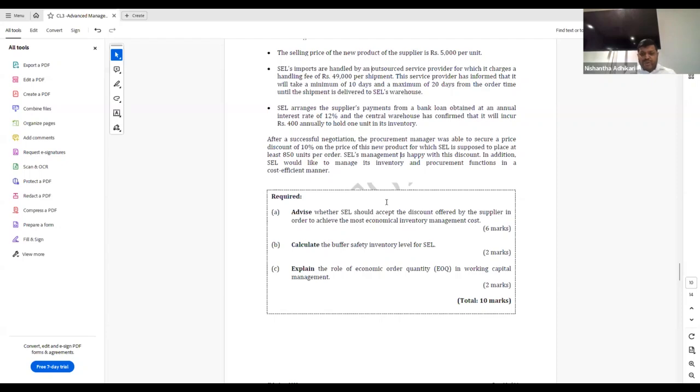Explain the role of economic order quantity in working capital management. Economic order quantity means, guys, the optimum order quantity to be ordered in order to minimize your holding cost and ordering cost. That means it will help to maintain sufficient level of inventory while minimizing your total holding cost and your ordering cost. That is the clear explanation.